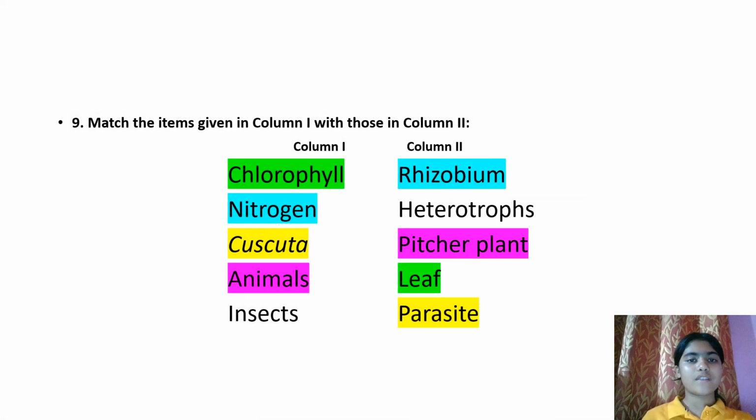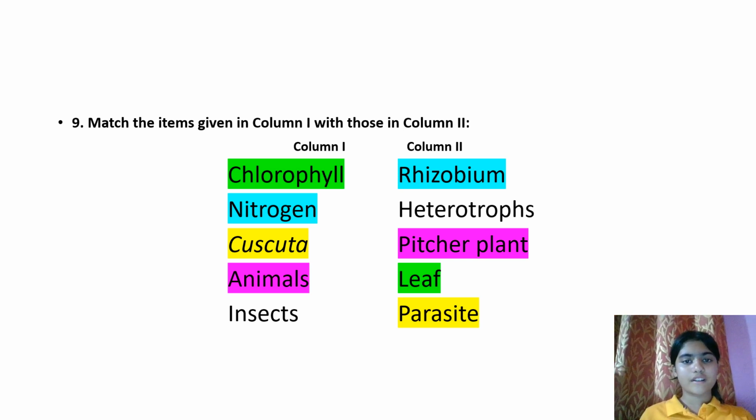Match the items given in column 1 and those in column 2. See this column, I have matched them by color. Chlorophyll, leaf; nitrogen, rhizobium; cuscuta, parasite; animals, heterotrophs; pitcher plant, insects. Insects are heterotrophs.